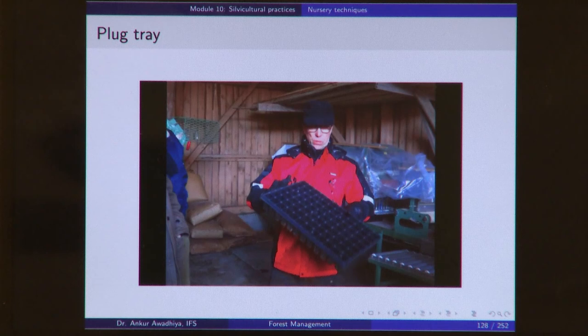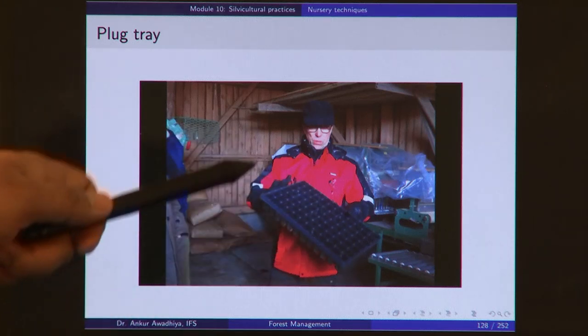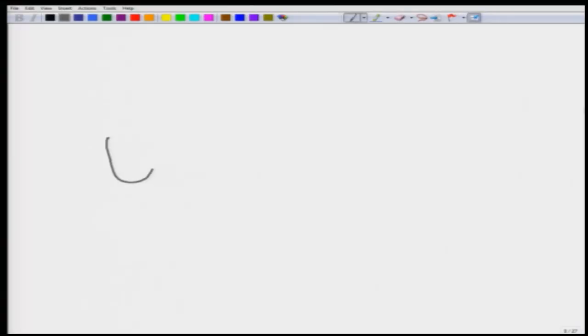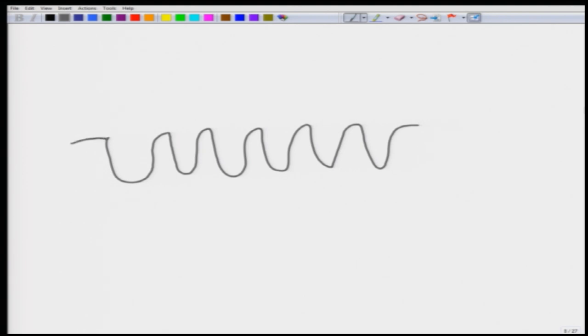Now, another way is to raise the plants in plug trays. Now, what is a plug tray? This is a plug tray. So, here you have a tray that is made out of plastic. It has a number of small plugs or containers in which the plants can be raised. So, what we do is, if you have these plugs, we will add potting medium to them, and then in every plug we will be adding a seed.